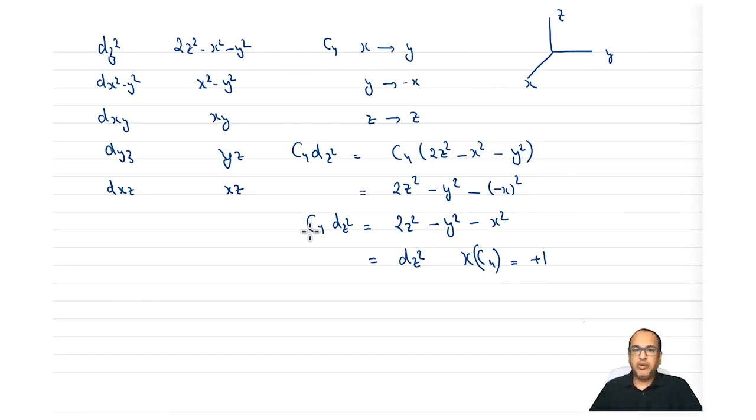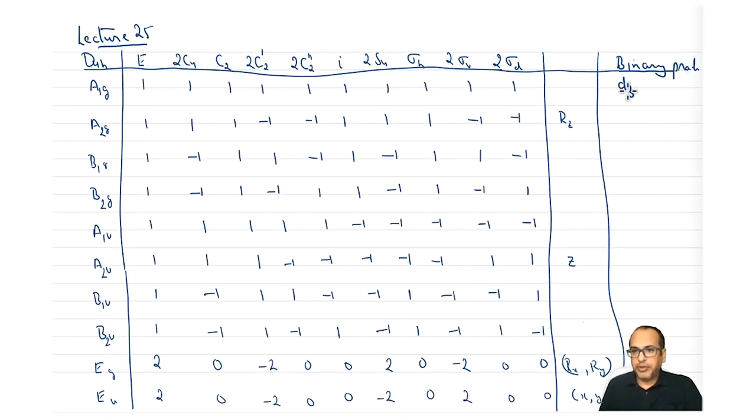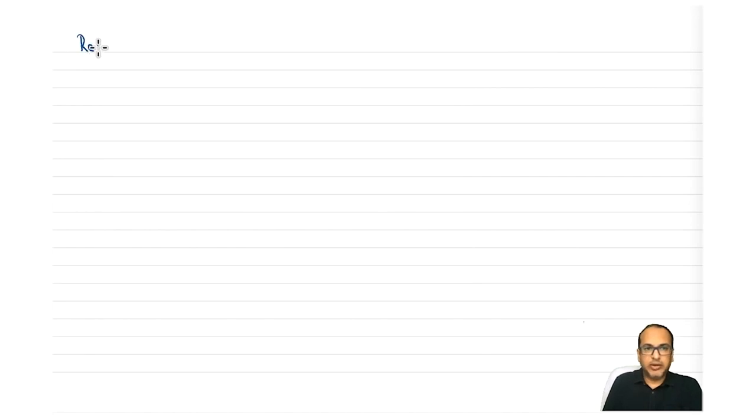Now, similarly, we can find out all the characters. For example, we can find out the character under C2, C2 prime, C2 double prime using the same set of rules, and find out to which IR representation dz square is forming the basis. As it turns out, dz square would be lying here. All of this will be totally symmetric, and hence we get dz square as a totally symmetric representation. Similarly, you can find out for other d orbitals as well. Let's not spend more time on this. Now we know all the areas of the character table, so we can move ahead to the next topic, which is representation of cyclic groups.